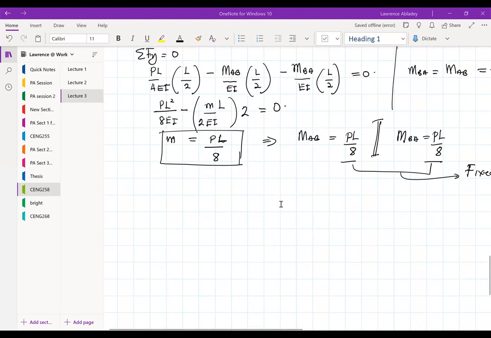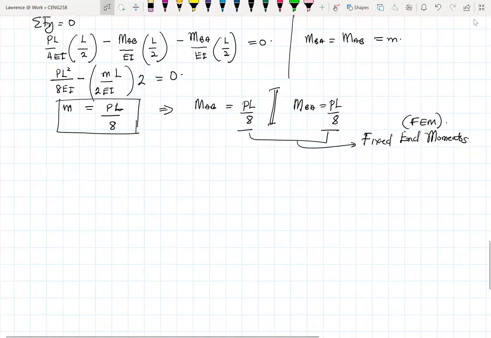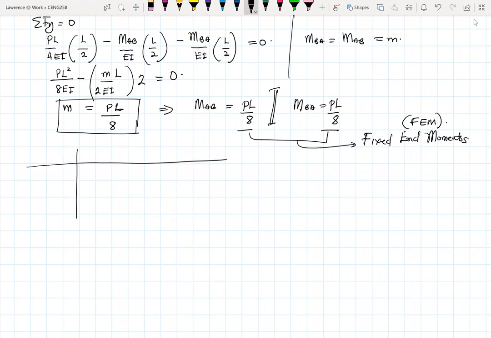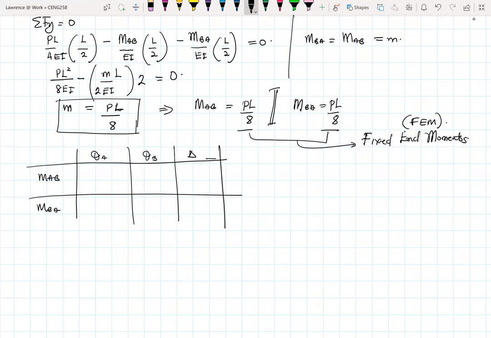In the end, we now have moment values. Let me do it this way, maybe that would help us. So we have MAB and then MBA, with theta A, delta, and then the fixed end moment.